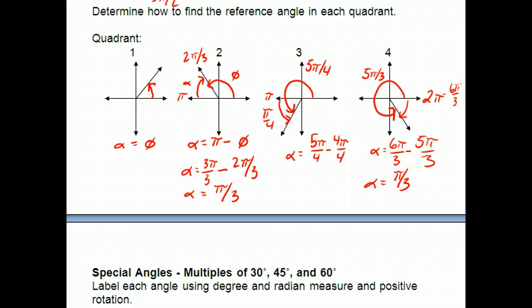Okay. So it looks like in the first quadrant, my reference angle is just my angle. In my second quadrant, my reference angle is pi minus my angle. In the third quadrant, my reference angle is my angle minus pi. And in the fourth quadrant, my reference angle is 2 pi minus my original angle.